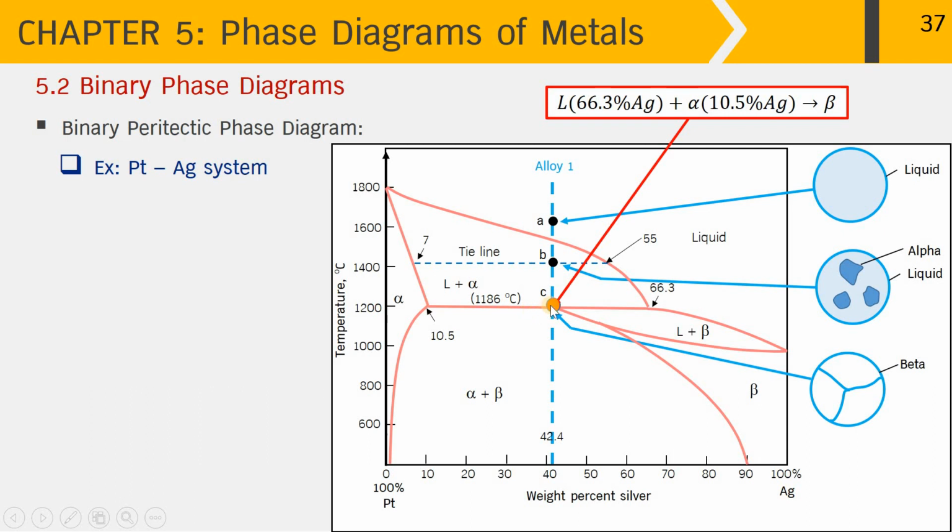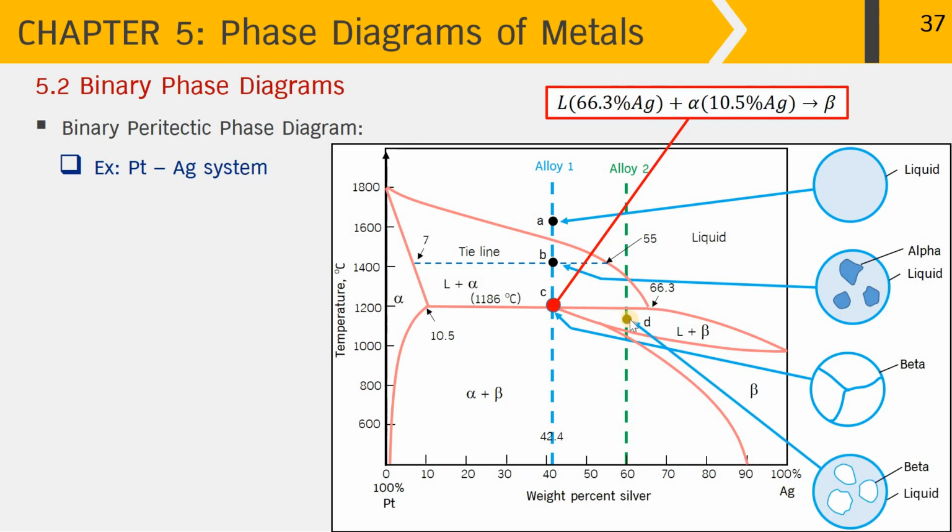And once transformed into beta solid solution, the composition of the beta phase is at 42.4 weight% of silver. Now let's find out what happened to the phases at the composition of 60 weight% of silver of the alloy 2 composition, and for the temperature at point D.